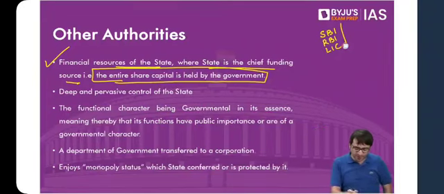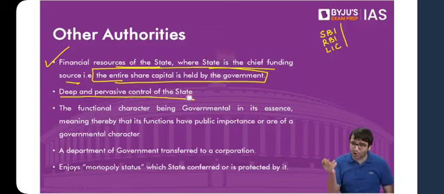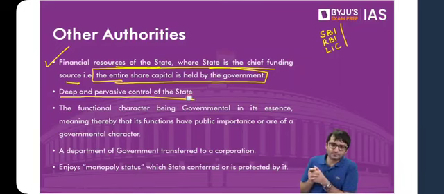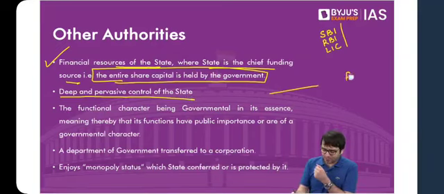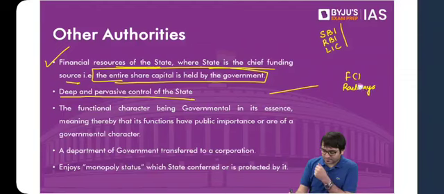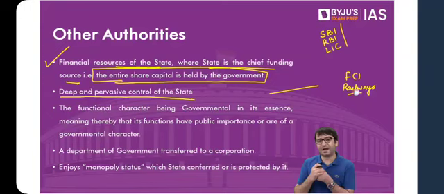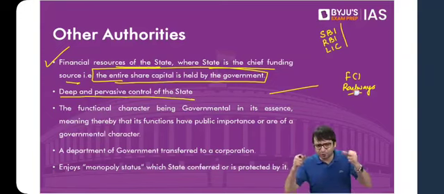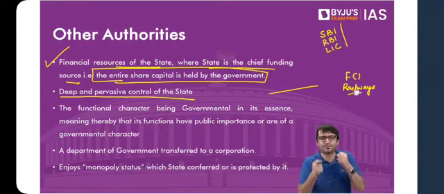Or other authority means deep and pervasive control of the state, where the state has deep control over such institutions. For example, Food Corporation of India, where the state has deep control. For example, the railways, where the state has deep control over railways. In fact, the state, we can say, enjoys some sort of control over railways, that it operates railways throughout the country. It is also a state, and the state cannot violate your fundamental rights.